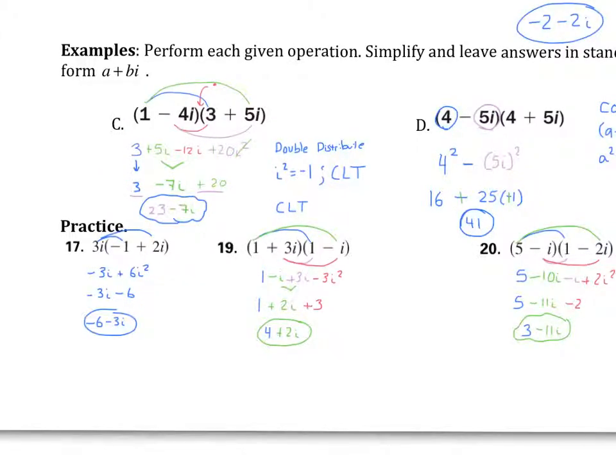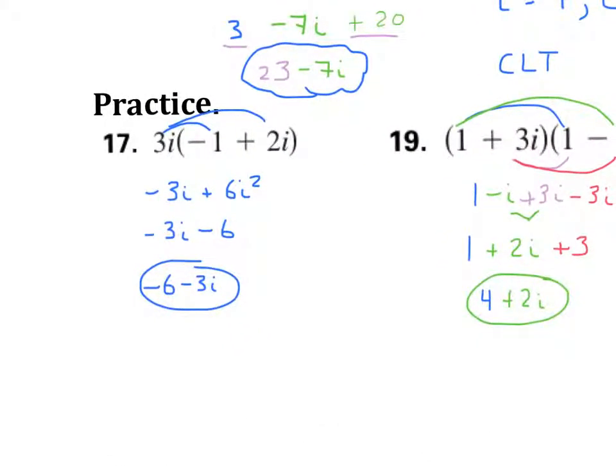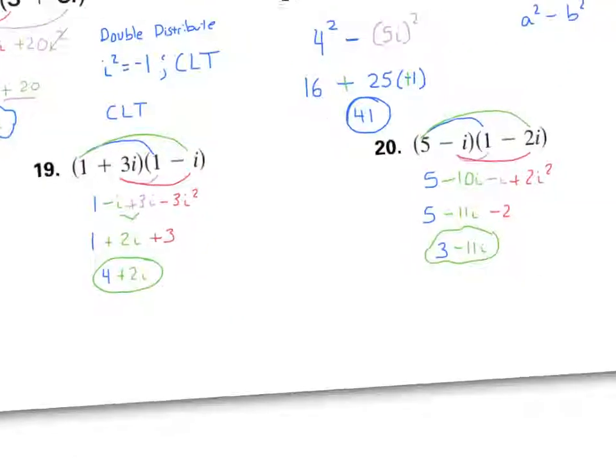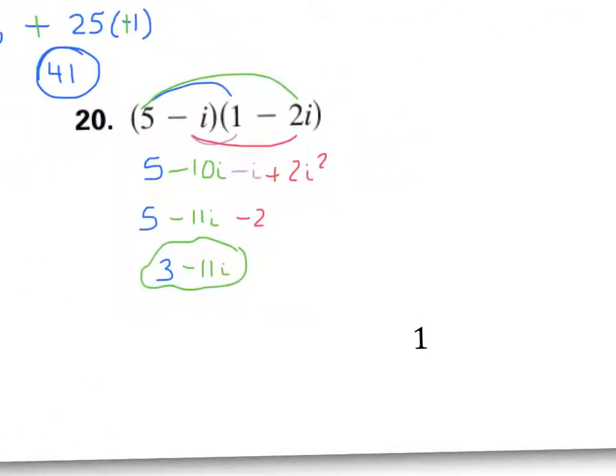And now when we practice, in number 17, it's a single distribution. And notice here that my i squared changes this positive to a negative. On number 19, we have double distribution that occurs. And when we do that, we have 4 terms. My i squared changes this to a positive. And these two here combine to be a 2i. And then we can combine those two puppies to be 4. And the same applies here, and you can pause to see number 20.